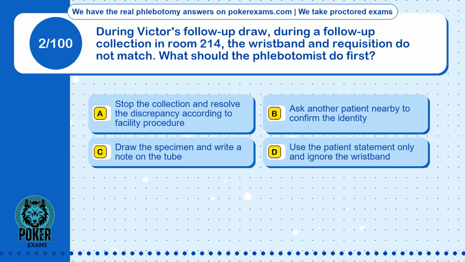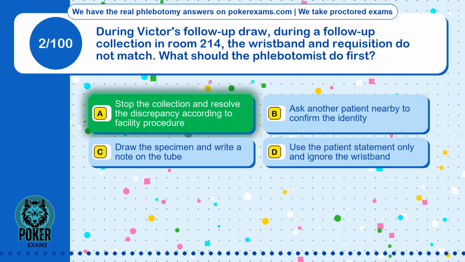Option A. Stop the collection and resolve the discrepancy according to facility procedure. Option B. Ask another patient nearby to confirm the identity. Option C. Draw the specimen and write a note on the tube. Option D. Use the patient statement only and ignore the wristband.